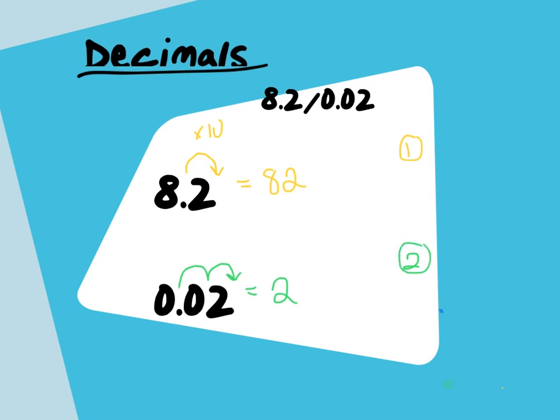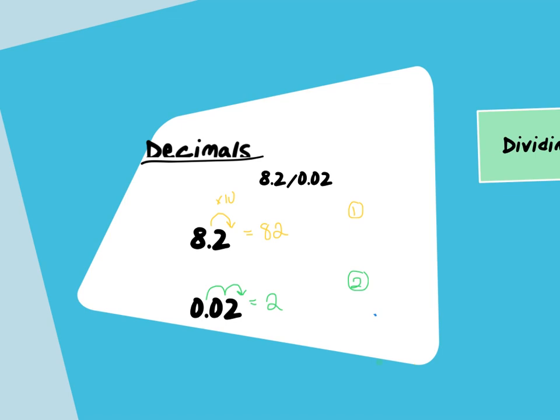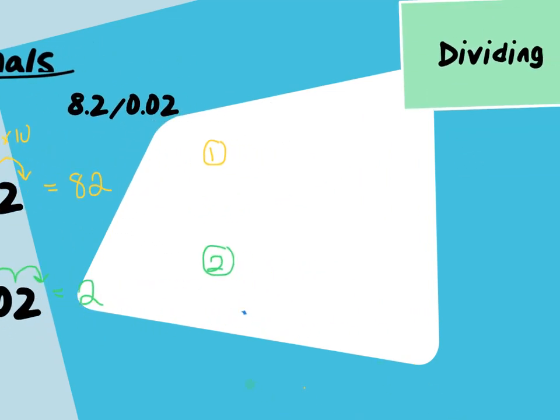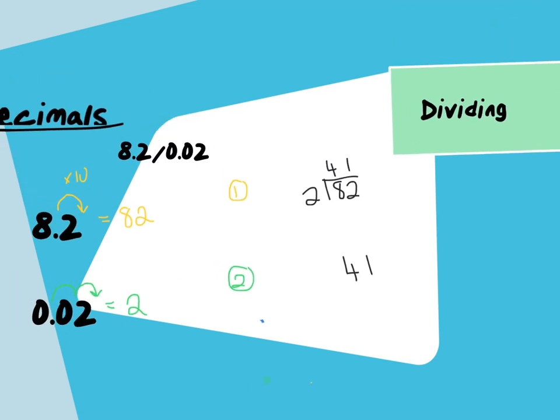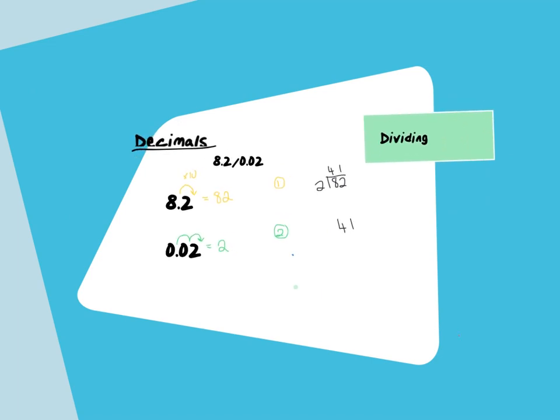Right, so what we've got here then is 82 divided by 2. 2 goes into 8 4 times, 2 goes into 2 once, so we get an answer of 41. But exactly the same as in our multiplication, that is not the answer, because what we've got to look at is how many times we've moved that decimal point. So in the first example, we moved it once. In the second example, we moved it twice.